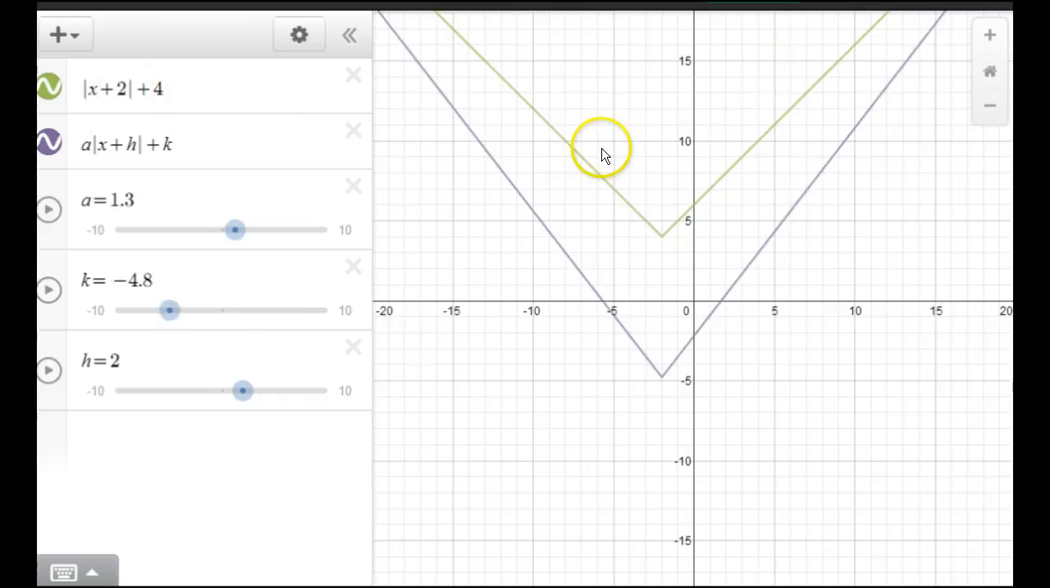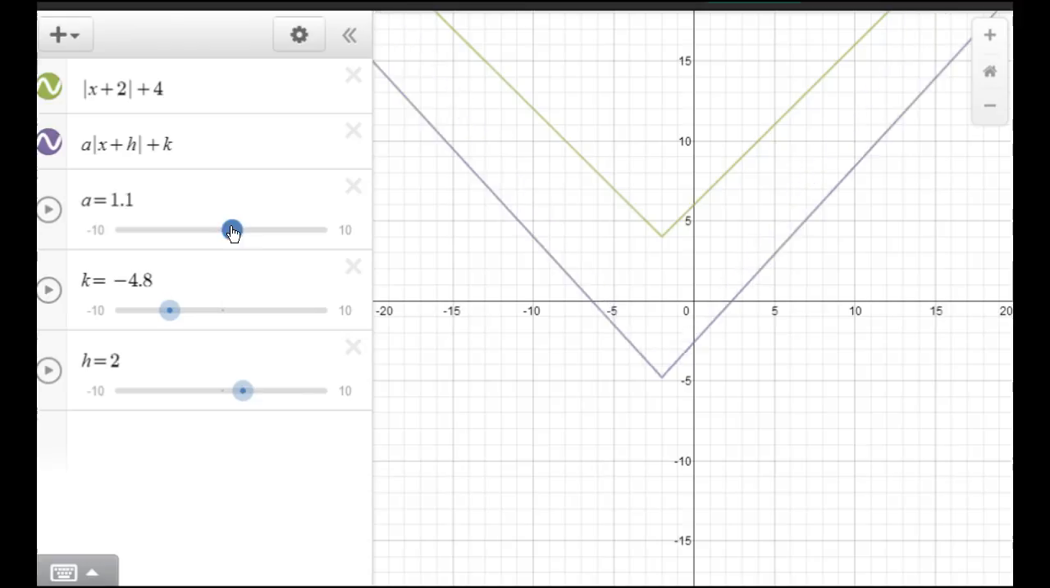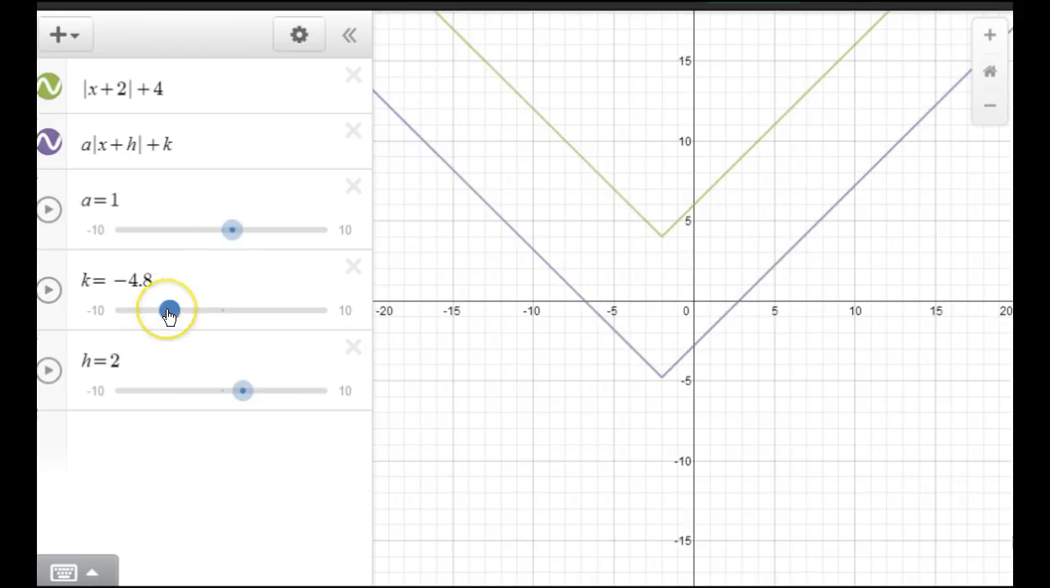Go ahead and record number 5 onto your graph. Just copy it down. And then use the one below to do number 6. So go ahead and move the sliders to what number 6 should be. So what should the A value be for number 6? And what should the K value be for number 6?